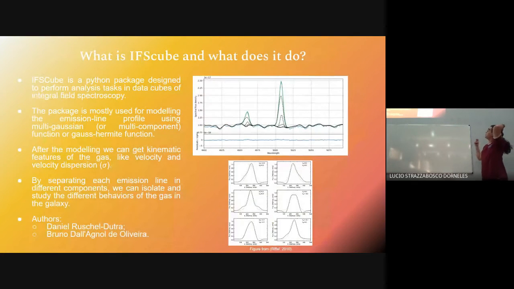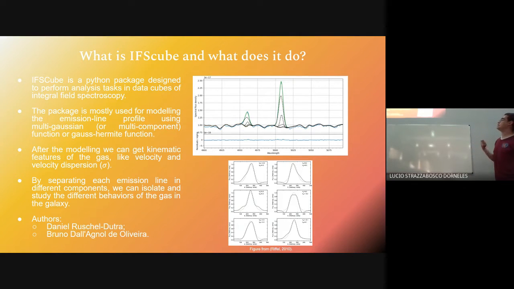So, what is IFSCube and what does it do? IFSCube is a Python package designed to perform analysis on data cubes of integral field spectroscopy. The package is mostly used for modeling the emission line profiles using multi-Gaussian, or multi-component, functions or the Gauss-Hermite function. These are the functions, this dotted black line, that are fitted to the real line emission. After the modeling, we can get kinematic features of the gas, as I said, like velocity and velocity dispersion.